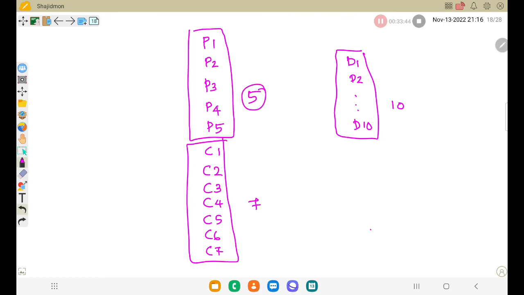5 parrot choices are there, plus 7 cat choices, plus 10 dog choices. So totally you can see 10 plus 7 plus 5, that is 22 options are there, correct? 22, all are separate. Either he is choosing parrot or he is choosing cat or he is choosing dog. One option only he is picking. That is why we are using the addition rule, okay?